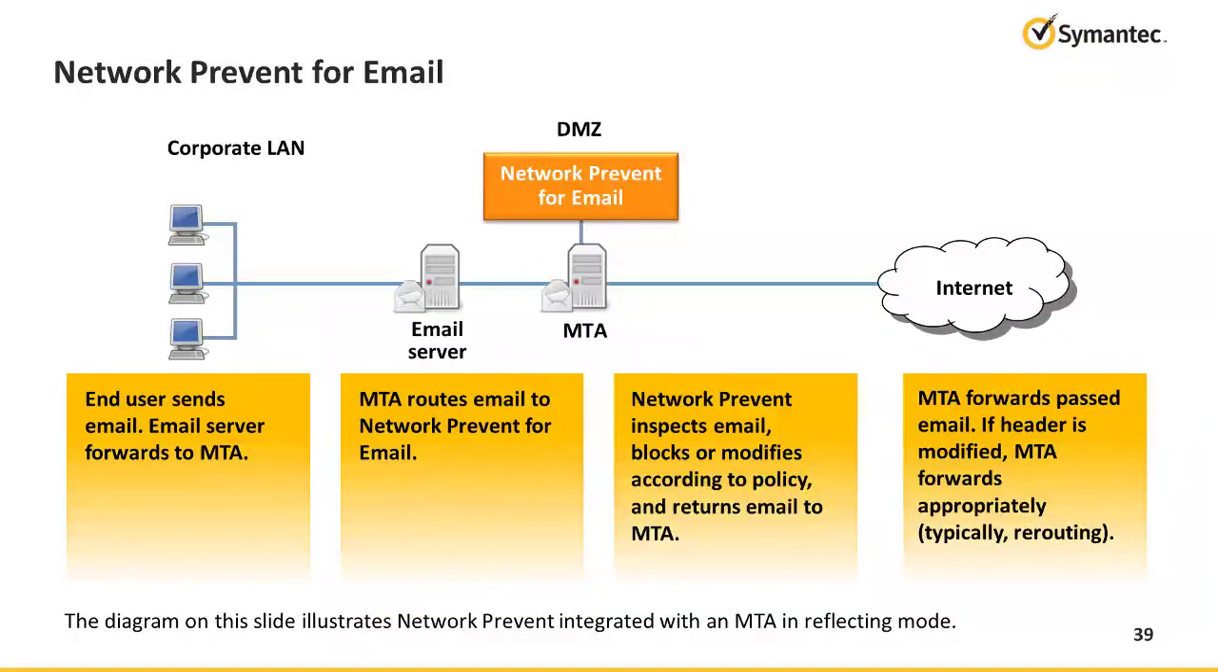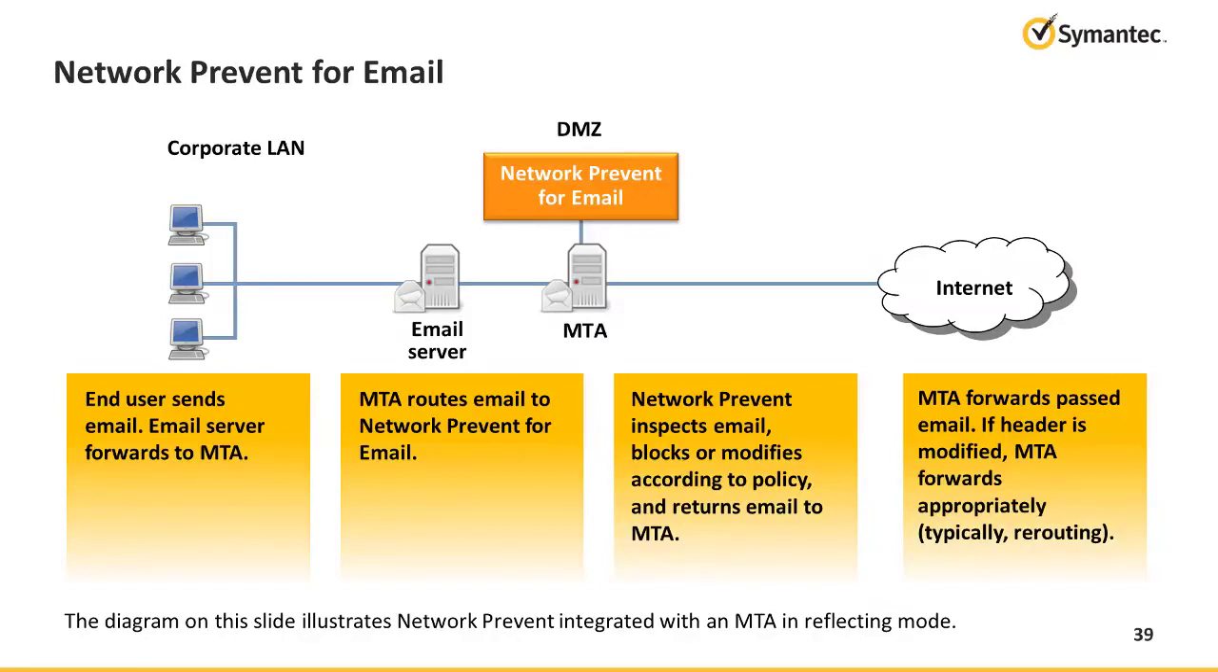Network Prevent for email lets customers monitor and prevent the transfer of confidential data leaving the corporate network via email. In addition to the blocking response, Network Prevent for email can trigger downstream quarantine or enforce downstream encryption of outbound emails that contain confidential data.